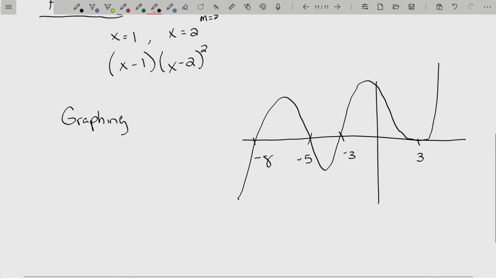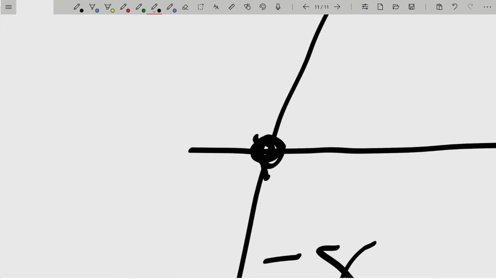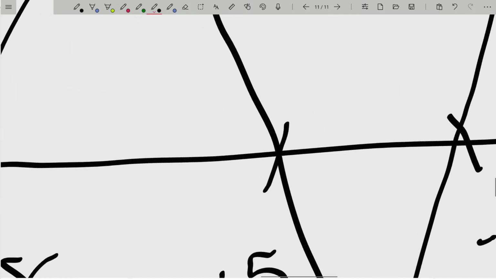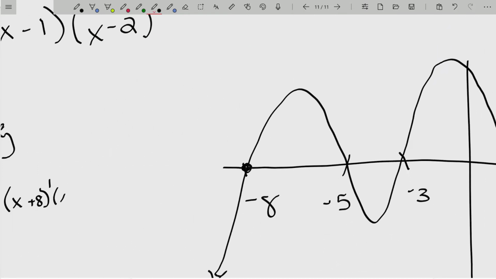I can use the overall shape. The fact that it goes low, ends high tells me the degree of the polynomial is odd. I can easily see that it has a 0 at x equals -8. So x plus 8 is a factor. It looks like a line at x equals -8, so the multiplicity of that factor is going to be a 1. It goes through x equals -5, so -5 is a 0. So x plus 5 is a factor. Again, it looks like a line as it goes through that, so I'll just put a power of 1 on that.